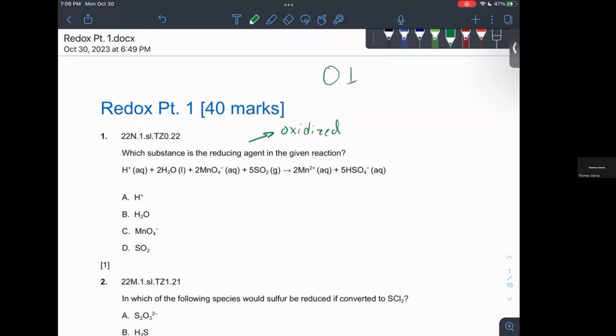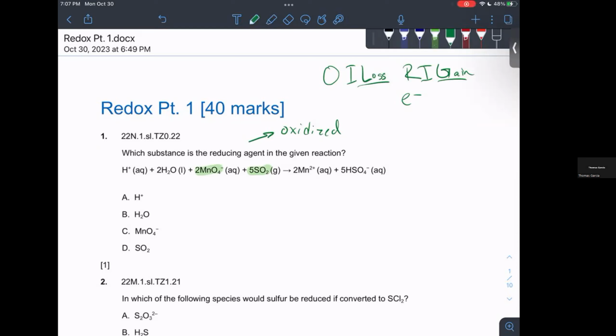If we remember OIL RIG, oxidation is loss, reduction is gain. So we're talking about electrons here. So which substance is the reducing agent, meaning which one is oxidized? Well, we're only really going to be looking at the manganese compound and the sulfur compound. Hydrogen and oxygen aren't really relevant in this. Only ever relevant if we're using hydrogen peroxide, honestly, or producing hydrogen gas, but we're not.